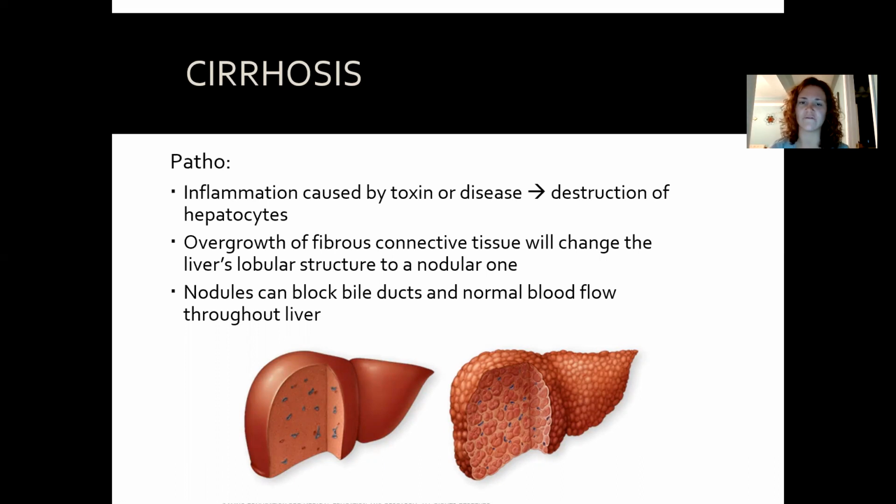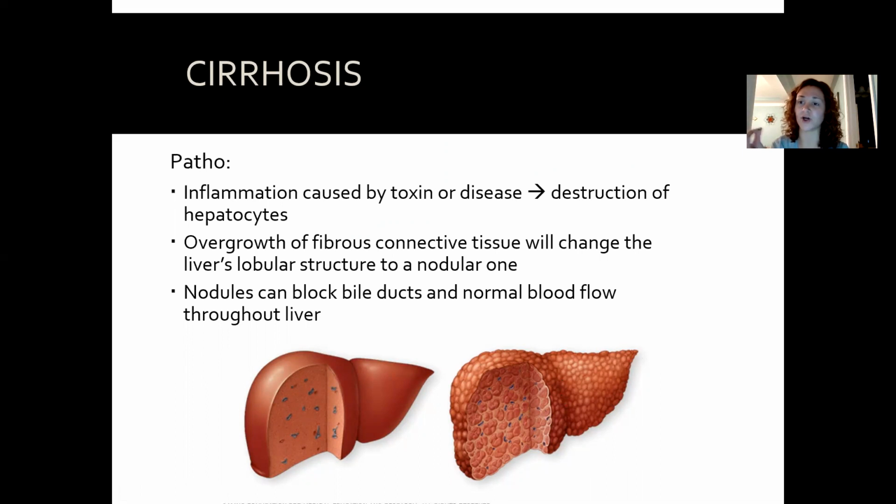With the overgrowth of fibrous connective tissue will come changes in the actual structure of the liver, from a lobular, nice, healthy, smooth liver, which is down in this left side, to a nodular one, like down over on this right side.